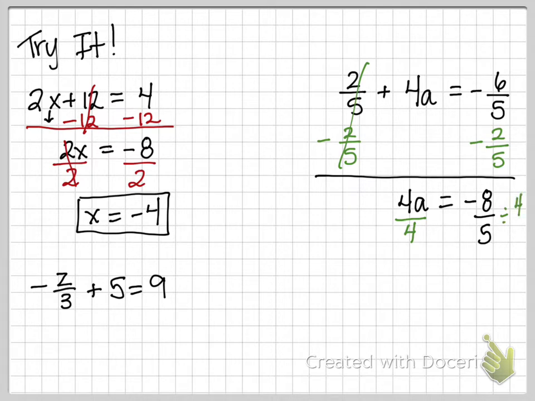Now careful, because remember, dividing by 4 means copy dot flop, right? So if we divided by 4 over 1, we really need to do our copy dot flop in order to fully simplify this. So cross simplify, negative 2 and 1, we get negative 2 over 5. So a is equal to negative 2/5.